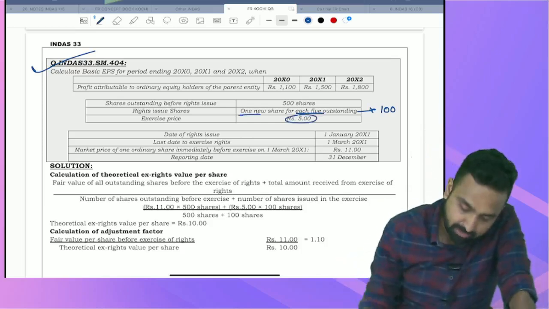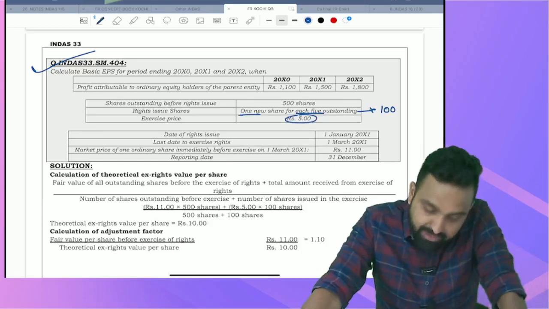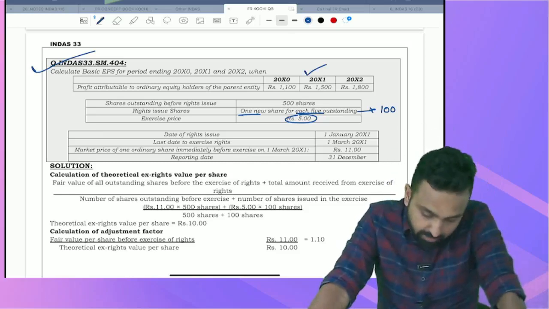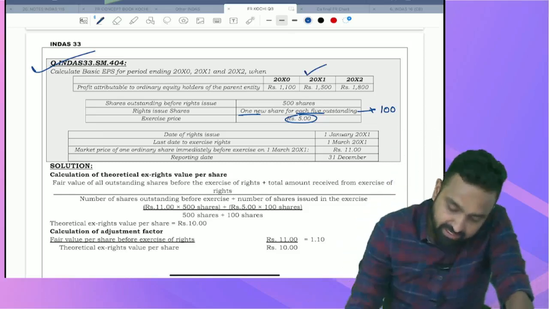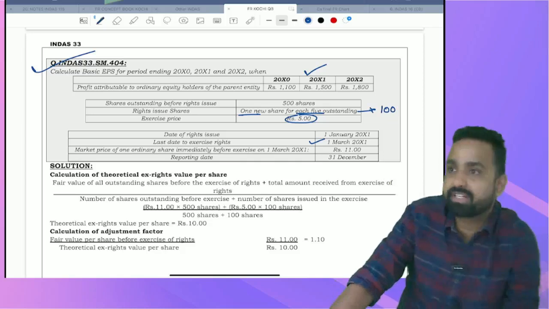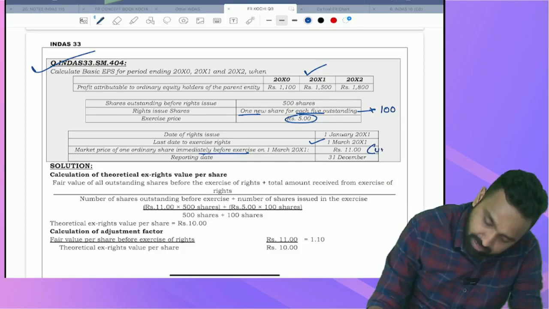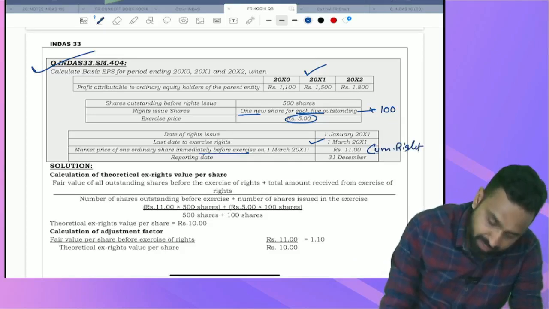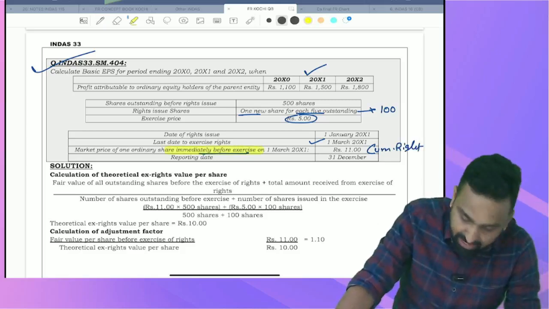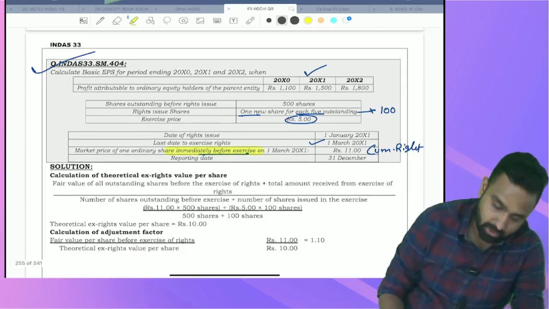Exercise price is 5 rupees. Date of right issue is 1st January X1. X1 means the second year beginning. The last date to exercise the right is 1st March, which means they are giving us the period to think. Market price of one ordinary share immediately before exercise is 11. Whenever they say immediately before exercise, that means it's the cum-right price. The reporting date is 31st of December.